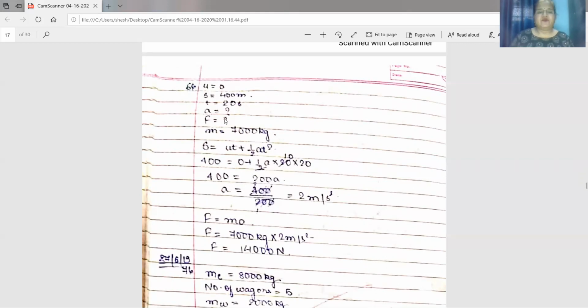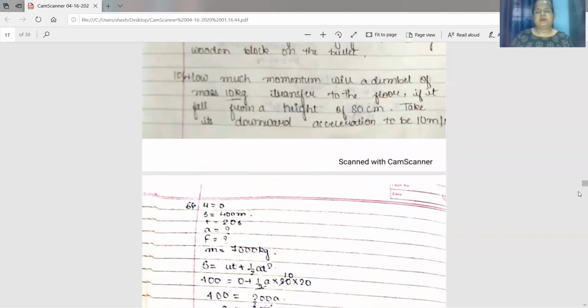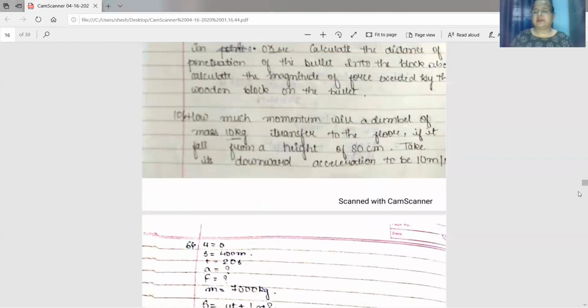Second, you have to find out force. Force equals ma. m is 7000 kg and a is 2 meter per second square. Therefore, F equals 14,000 Newton. If you are having any doubt, please write in the chat.